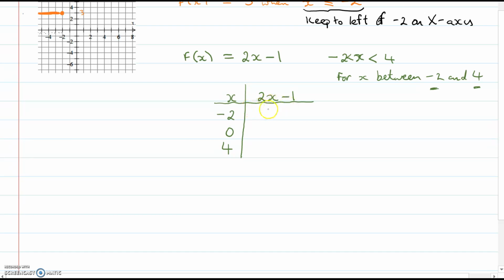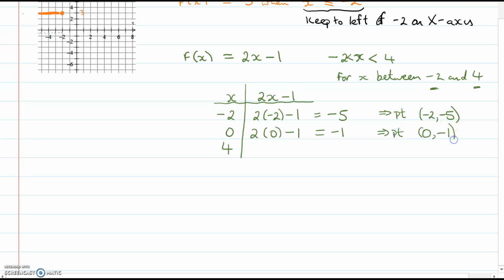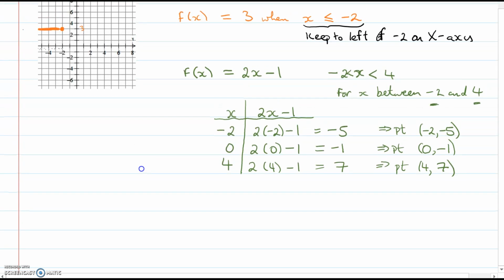Alright, let's work out what those would be. If we plug these in, that's going to be 2 times negative 2 minus 1, which is minus 4 minus 1, equal to minus 5. So that will be the point negative 2, negative 5. This will be 2 times 0 minus 1, which is just going to be negative 1. So this is the point 0, negative 1. And 2 times 4 minus 1, well, that's 8 minus 1, which is 7. So this will be the point 4, 7.